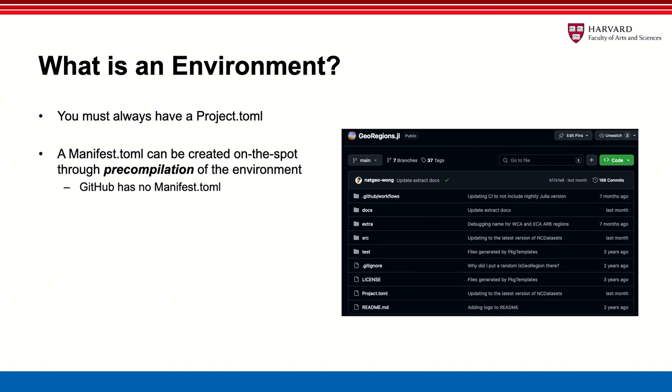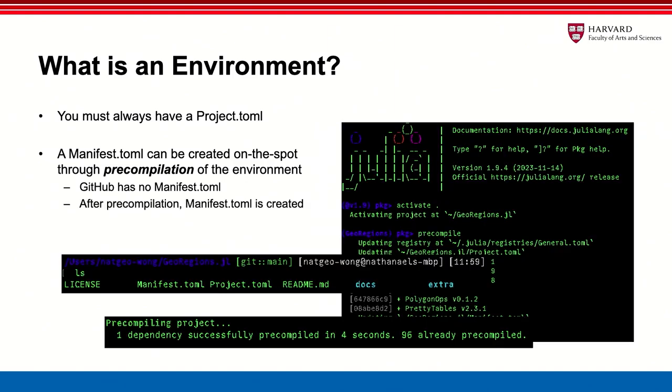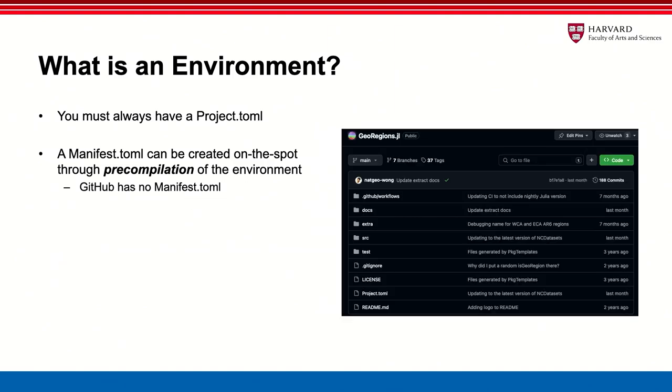Manifests between different machines, different computers, even for the same project, can be quite different depending on where you're pulling your packages from and what versions you're pulling. So for example, if you download joeregions.jl, this is joeregions.jl, you see that here.